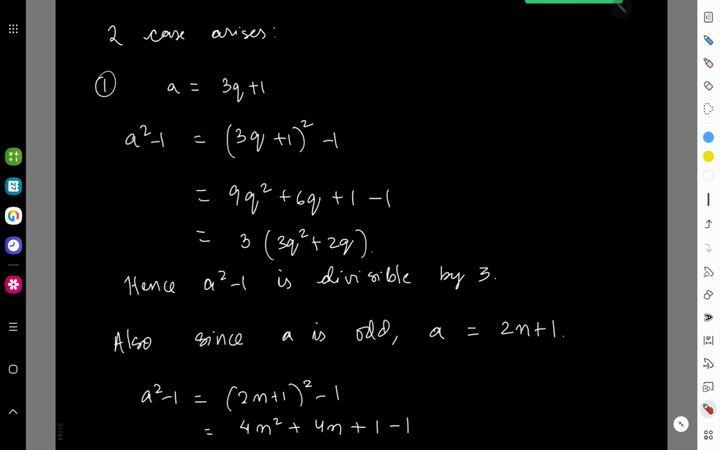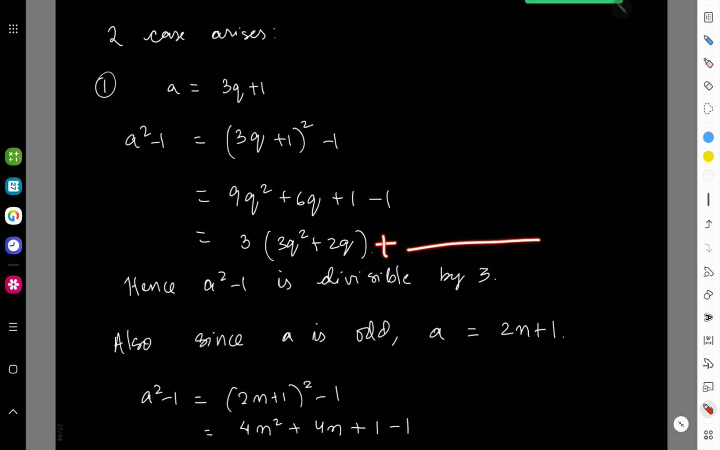So the expression has 3 outside the bracket, and inside the bracket 3q squared plus 2q. What we are interested in is not the terms inside the bracket, but the coefficient outside the bracket, which is 3. So if there is a coefficient outside the bracket and there is no term after this, then we can say that this is divisible by 3. So hence a square minus 1 is divisible by 3.